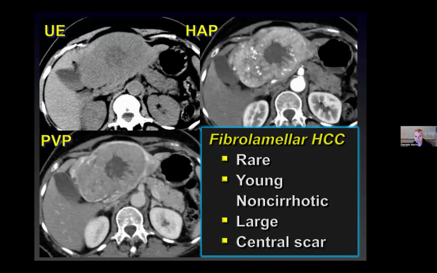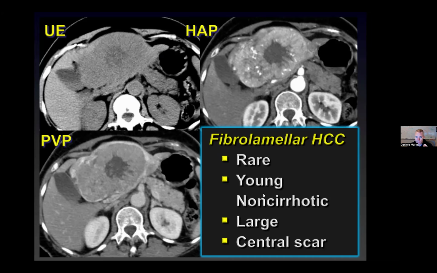This is just a very uncommon subtype of hepatocellular carcinoma, what we call the fibrolamellar HCC. Very rare. I would say we see maybe 1 or 2 lesions per year in our practice. But the reason why it's important to understand and to know about this lesion is that it occurs in patients without any history of cirrhosis.